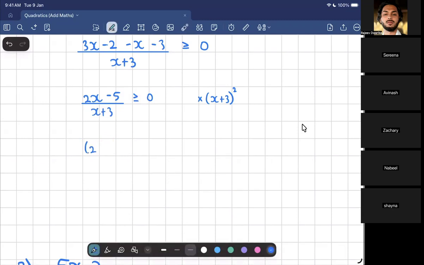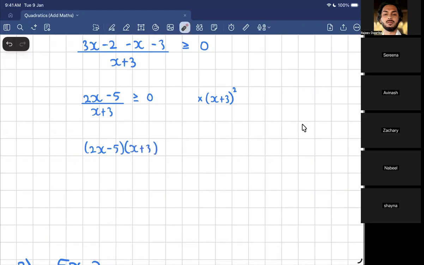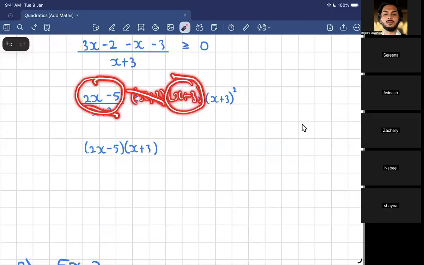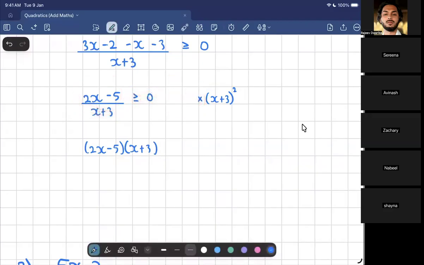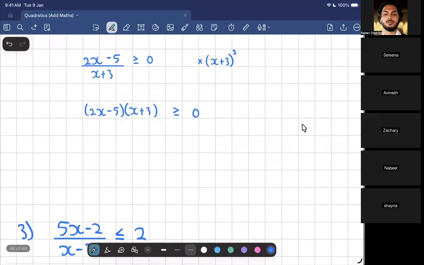2x minus 5 by x plus 3. Right, and if you're confused, remember, we're multiplying by x plus 3 squared, which is x plus 3 by x plus 3. We have an x plus 3 in the denominator, so that's going to cancel off with one on the top. And that's going to leave us with 2x minus 5 by x plus 3. Understand? And on the other side, we're multiplying x plus 3 squared by 0. Anything by 0 is? 0. Great. So what to do next?